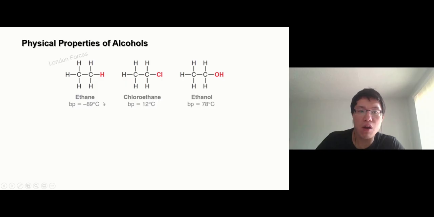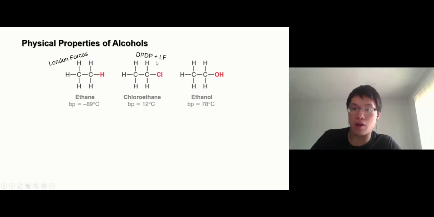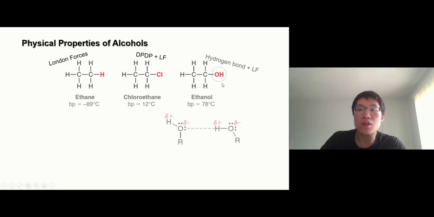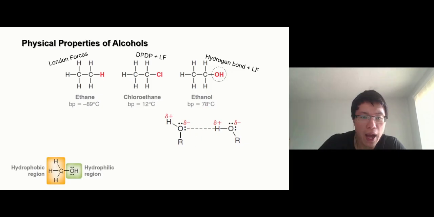And ethane, you guys know that's only London forces, so weak bond, not even a liquid at room temperature. This is gas. For chloroethane, only 12 degrees, so it's a bit higher. That's because of the dipole, right? It also has some London forces on the carbon chain. And ethanol has a hydrogen bond and London forces, but mainly hydrogen bonding. That spikes up the boiling point of ethanol, right? It goes up to 78 degrees. And the hydrogen bond right there, we drew together before.